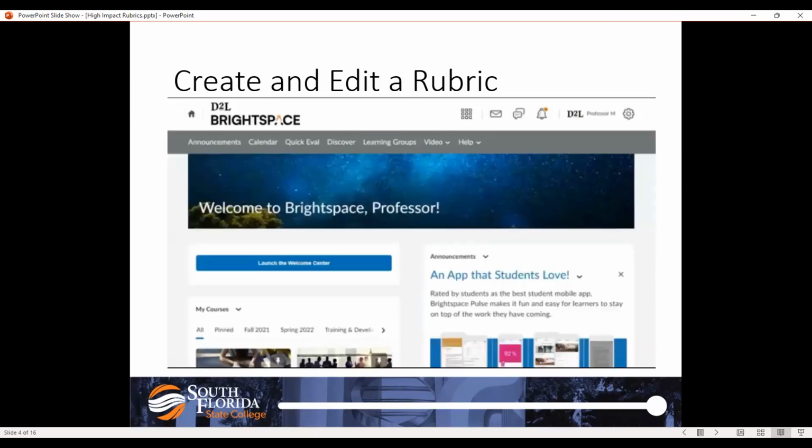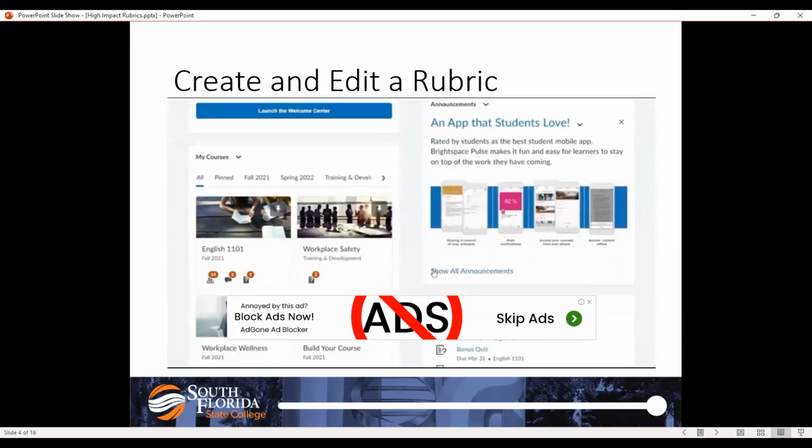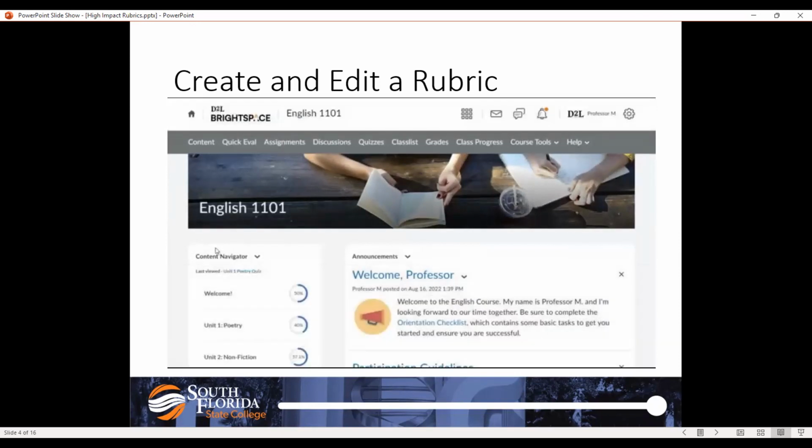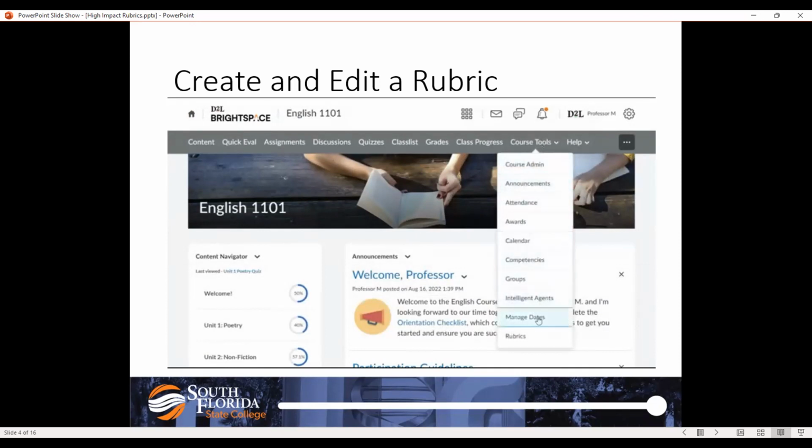From the organizational homepage, select the desired course using the My Courses widget or the course selector icon at the top right of the page. From your course level navbar, select the Course Tools drop-down menu to access the Rubrics tool. You can also access the Rubrics tool through your course admin link if you do not have the Rubrics tool in the Course Tools dropdown.